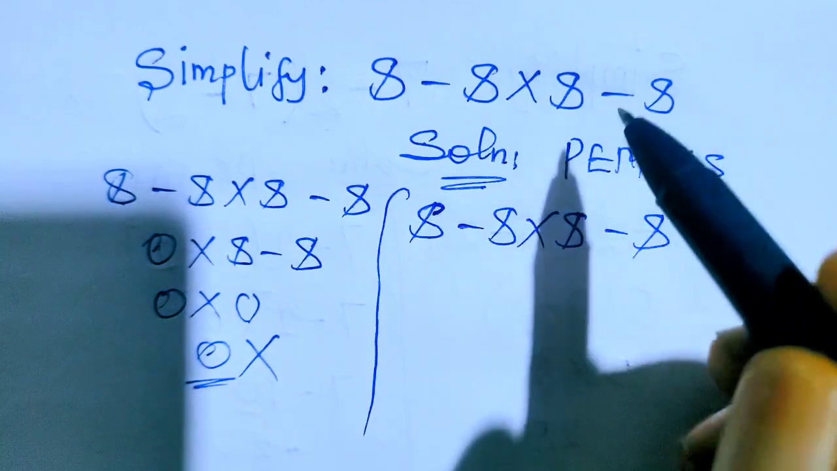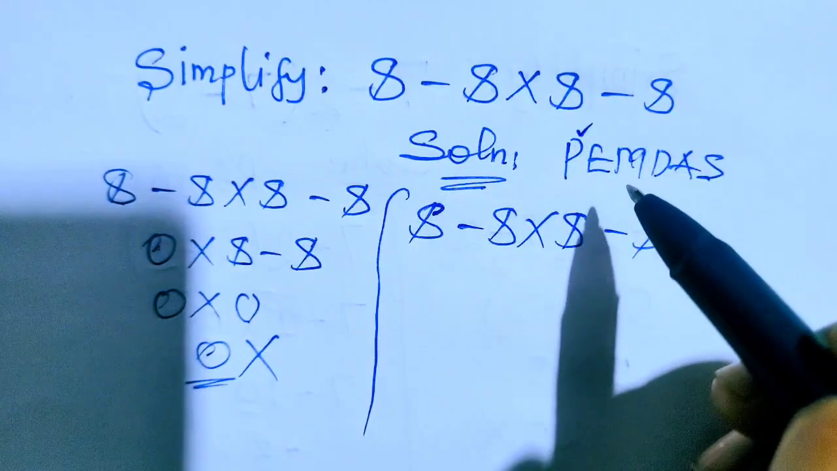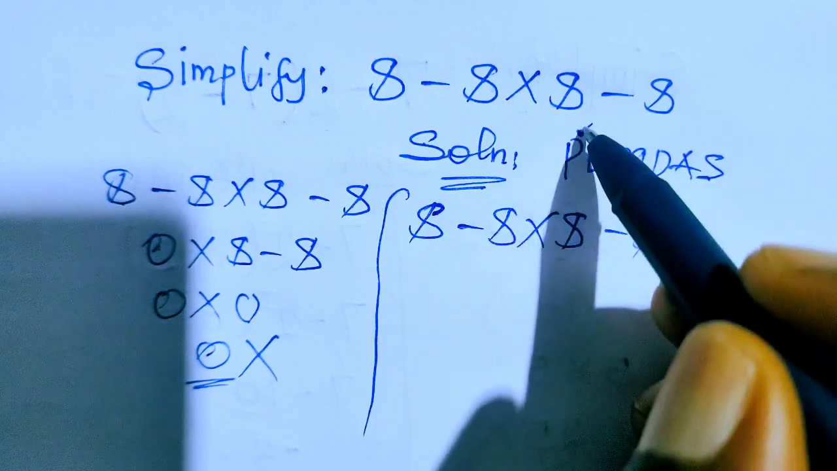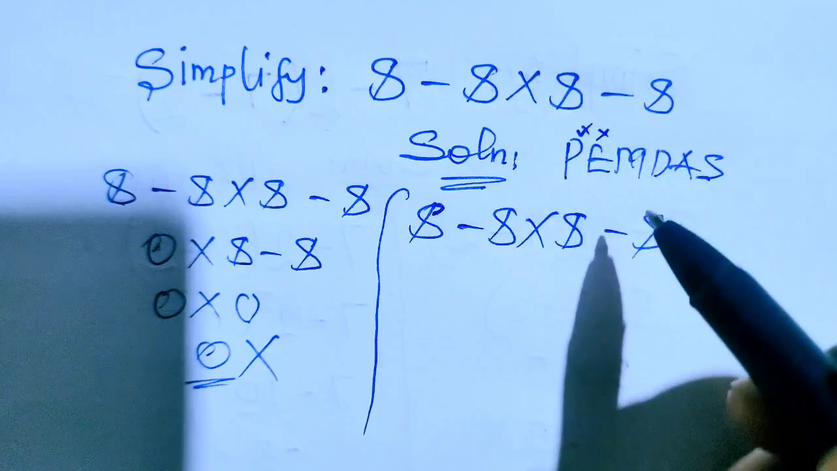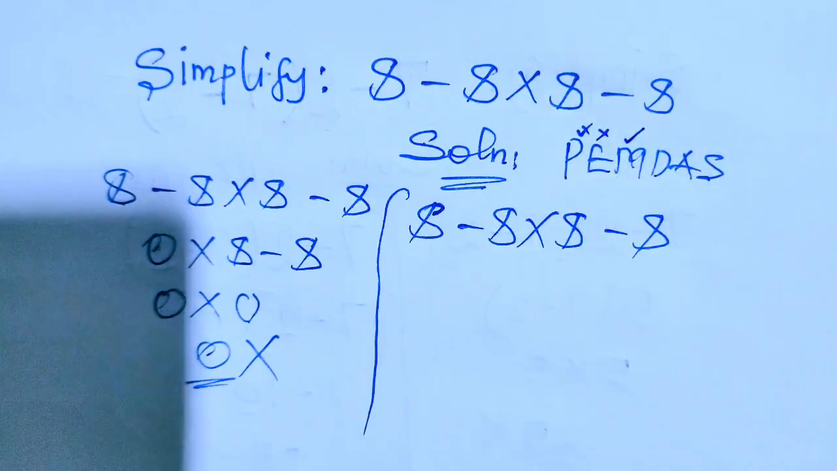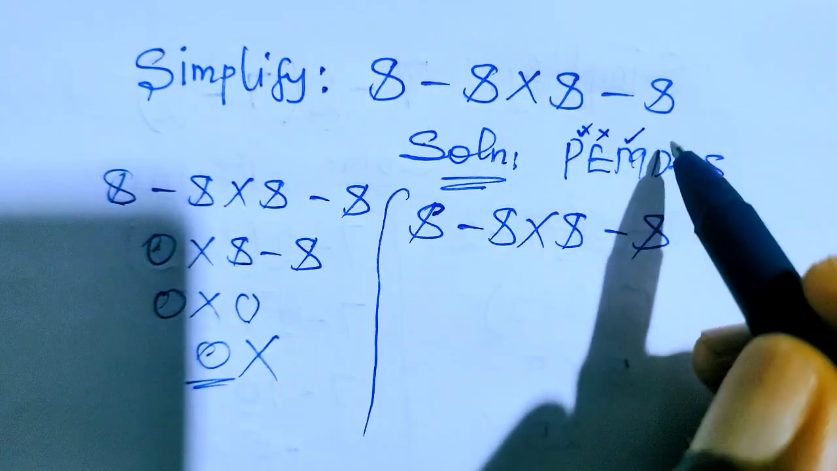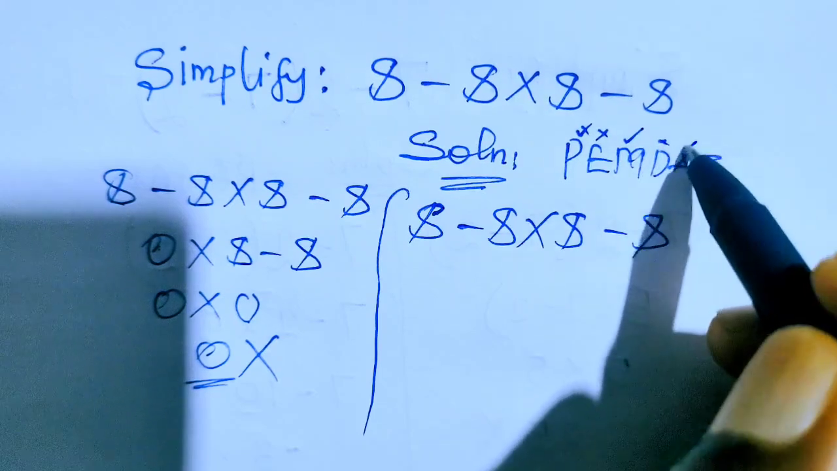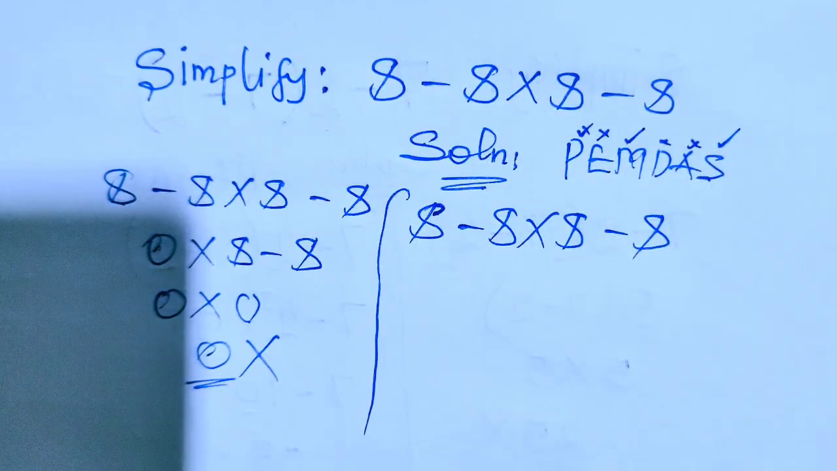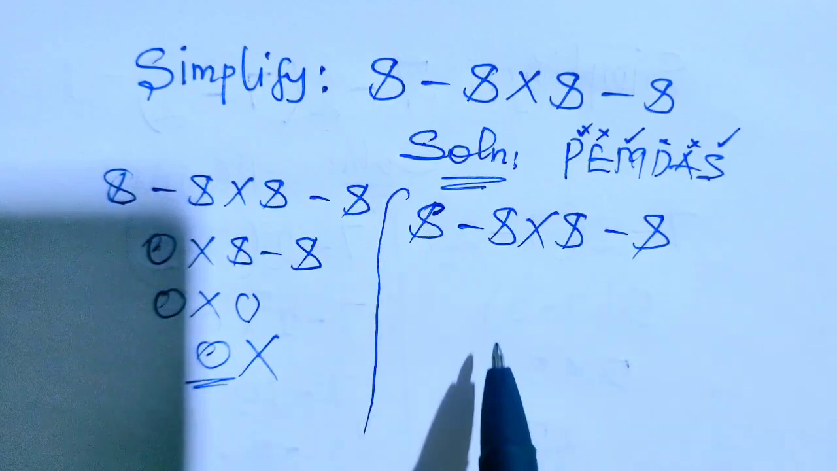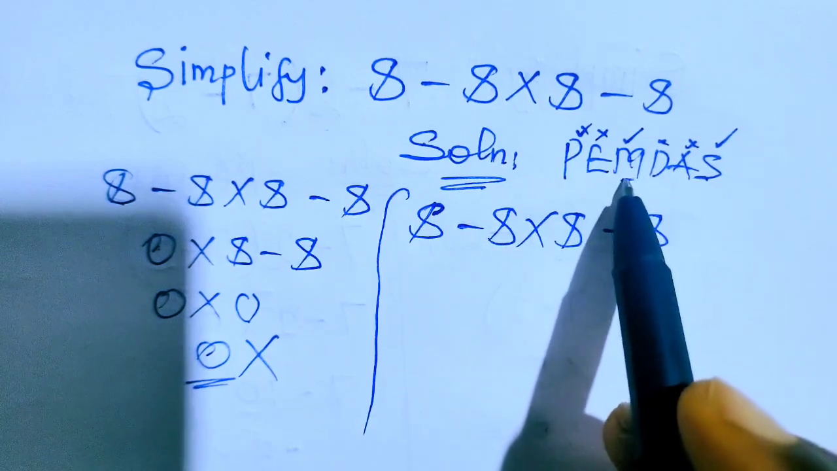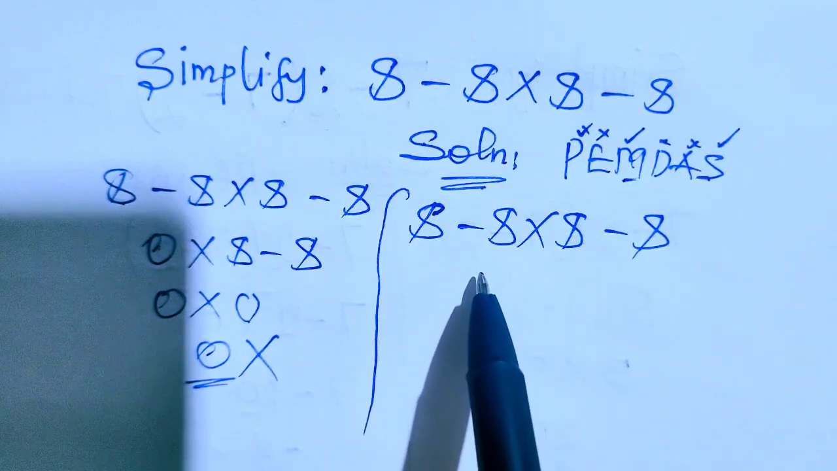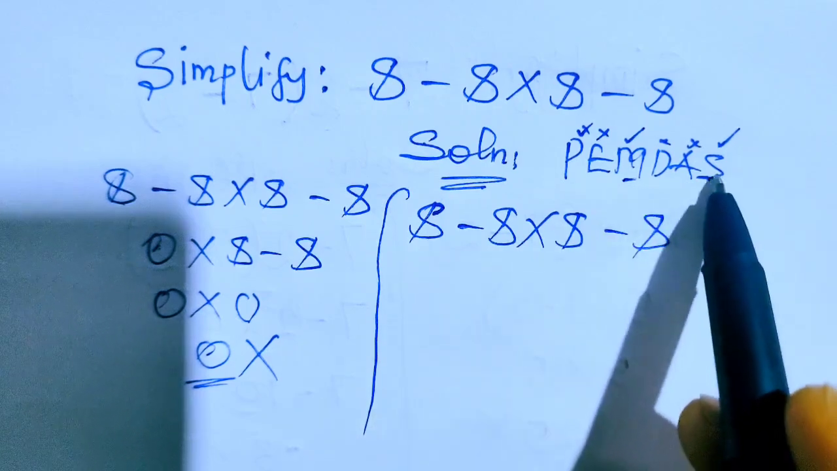Now from this order of operation, we have first parentheses, and there is no parentheses here. We have exponents, no exponents here. We have multiplication, we have division, no division here, no addition, and we have subtraction. As such, following this order of operation, we are going to consider multiplication first, because multiplication comes before subtraction.